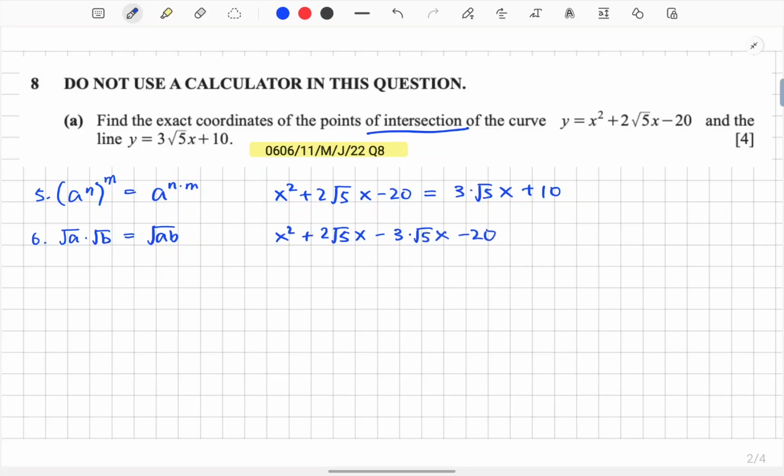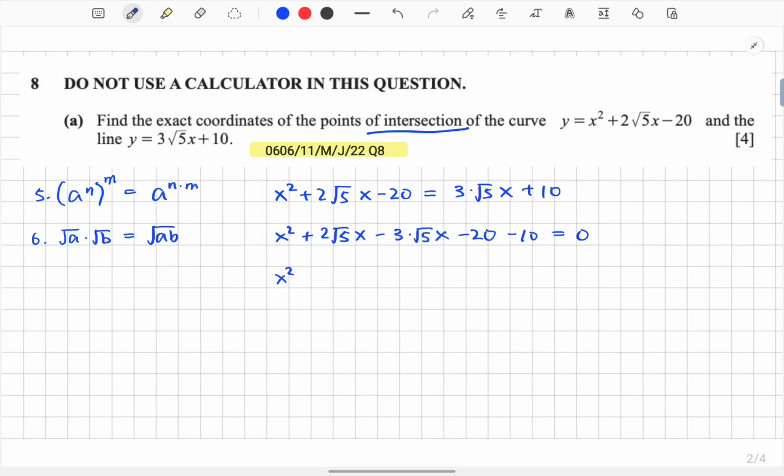We'll put down minus 20 and move the plus 10 to this side. And here the right hand side becomes 0. Now we'll simplify the equation. So the x squared term is still the same.